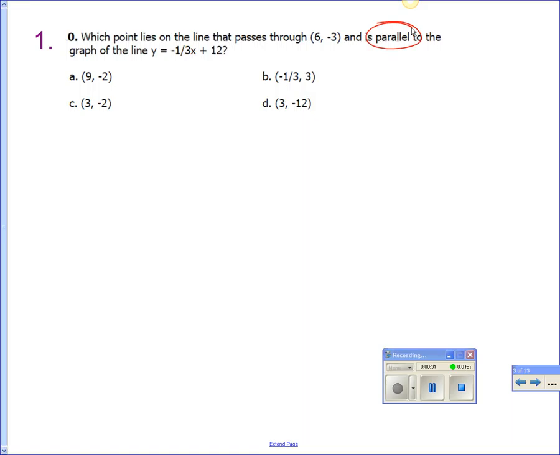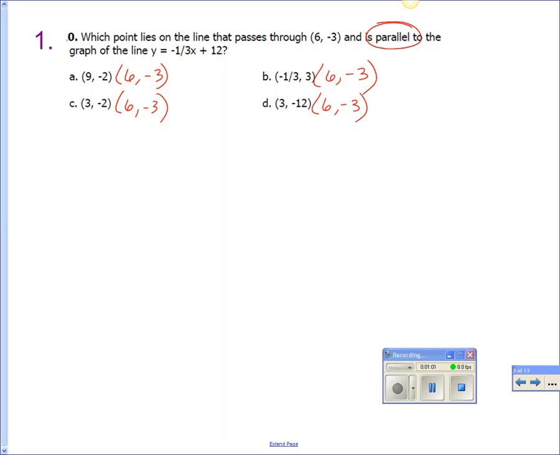My answer choices are points. They give me another point right here. So what I'm going to do is write the one they give me next to each of them. So please do that on your paper. You're going to write (6, -3) next to each answer. So now we have sets of points, which is what we need.